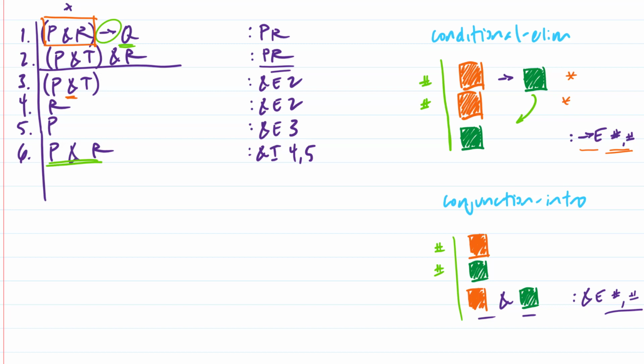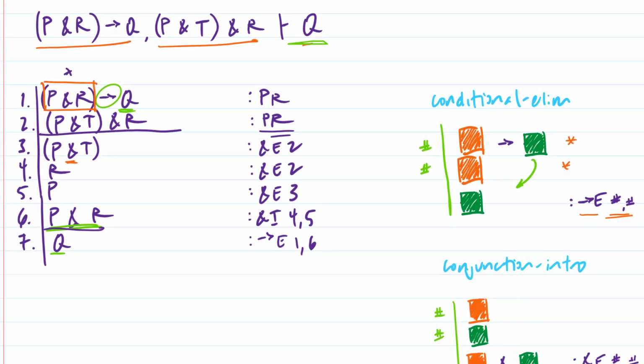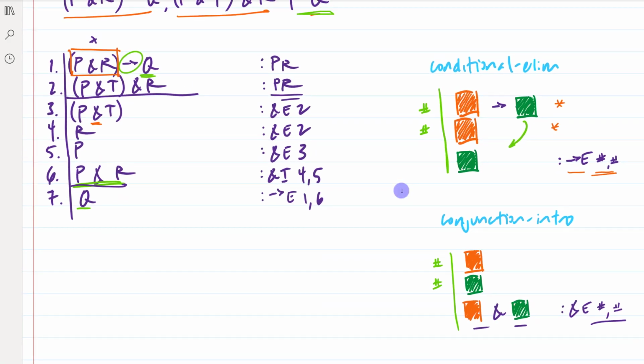Now we do have the antecedent of the conditional on line 1, so that means on line 7, we can take the consequent and put it there. Arrow elim, conditional elim, lines 1, that's where the conditional is, and line 6, that's where the antecedent is. So it's 1 and 6. Okay, and so now we have our conclusion, and so we're done.